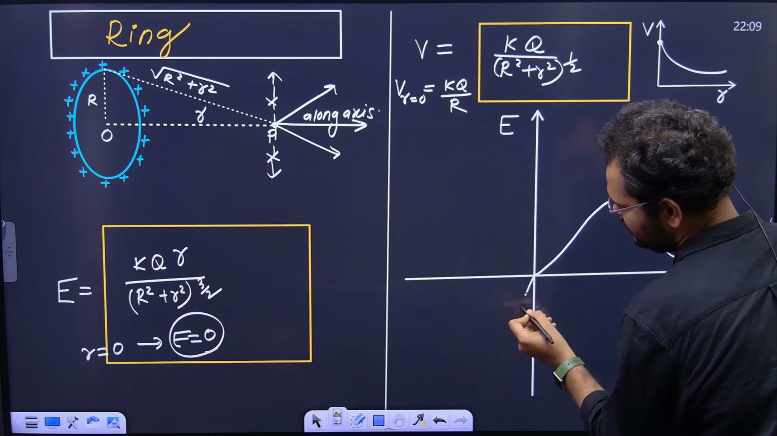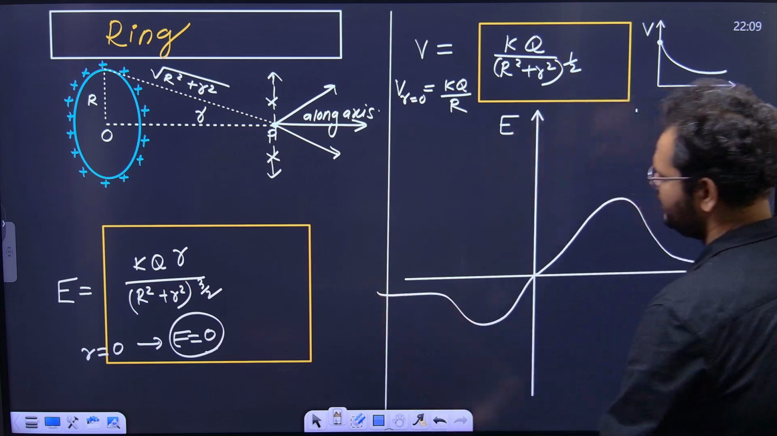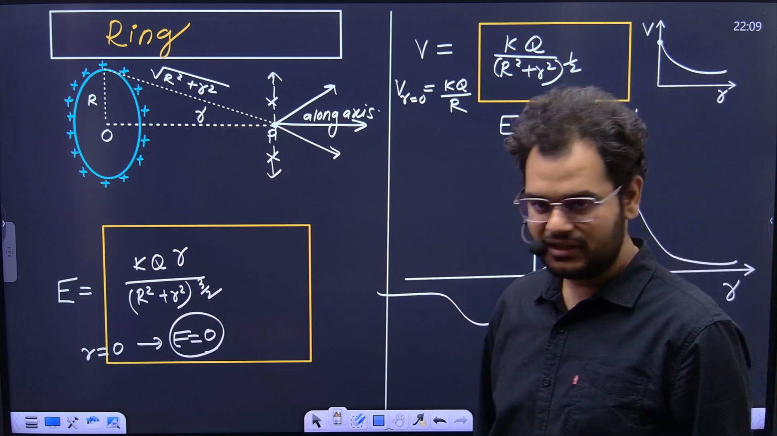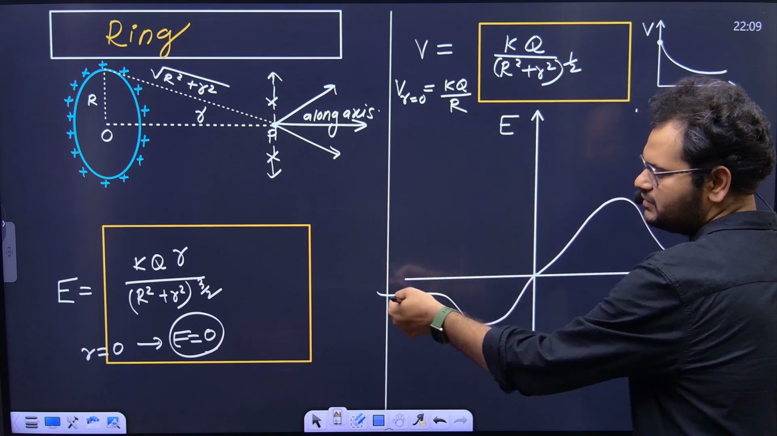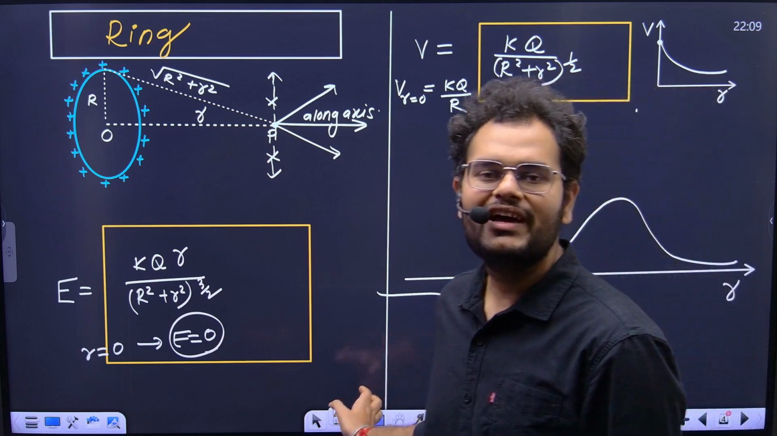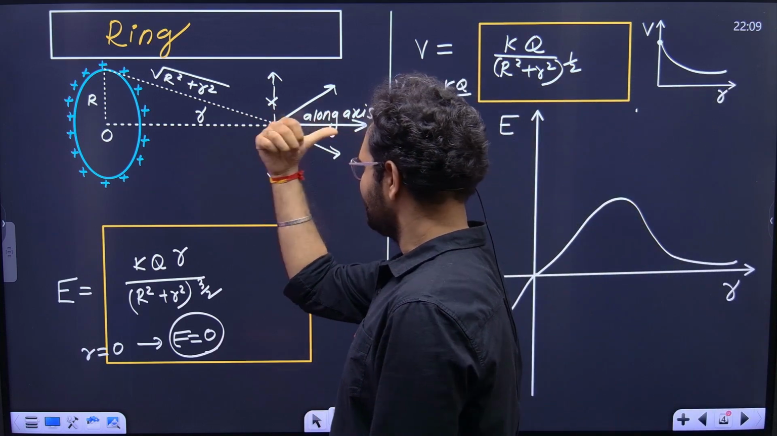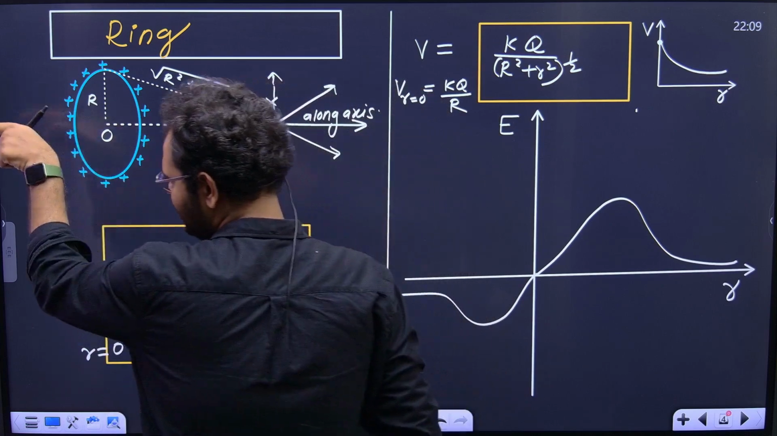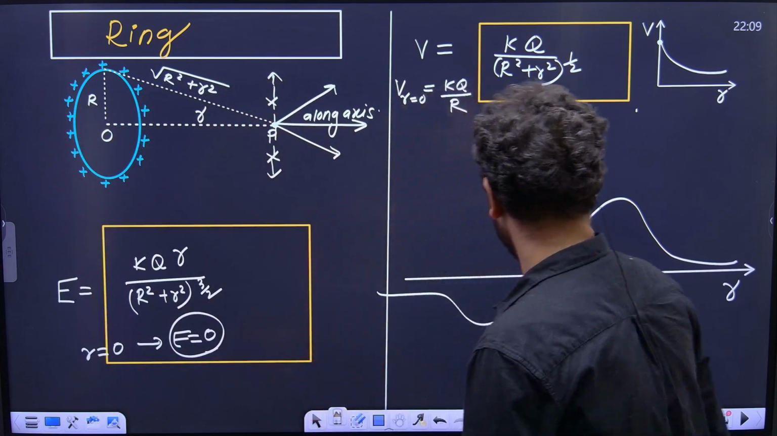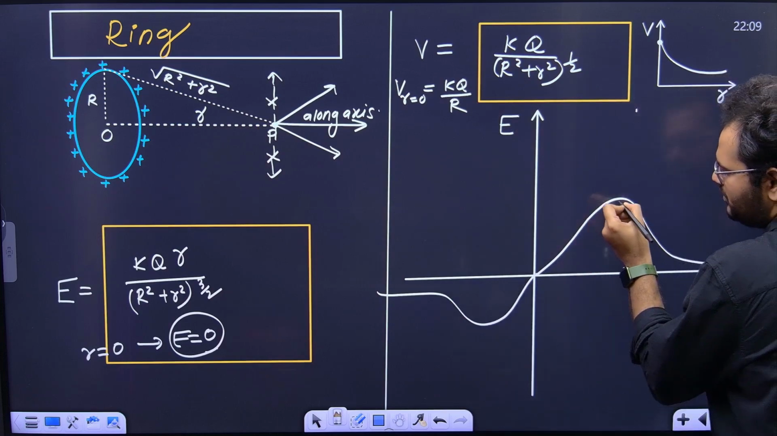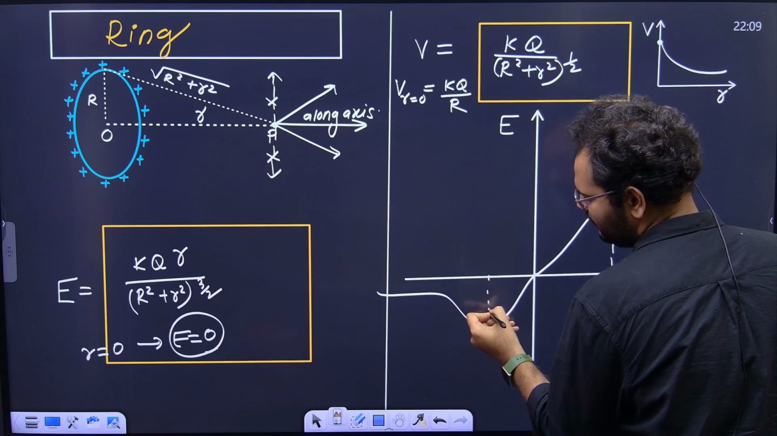So this is the approximate nature of the graph. It is symmetrical about the x-axis. Remember one thing, that this electric field is downside the x-axis, or negative, I have shown. Why negative? Because here it is in the right direction. If you go that side, it will be in the left direction. So direction changes here. One thing which you have to remember is at which point the electric field is maximum for the ring.